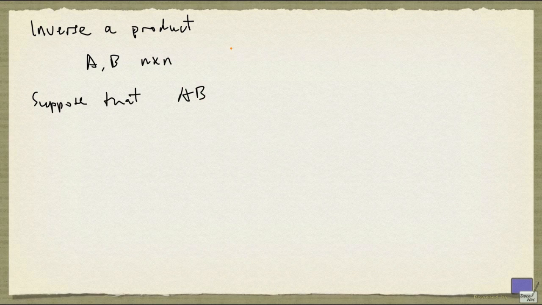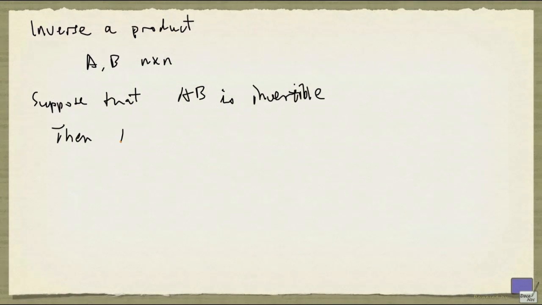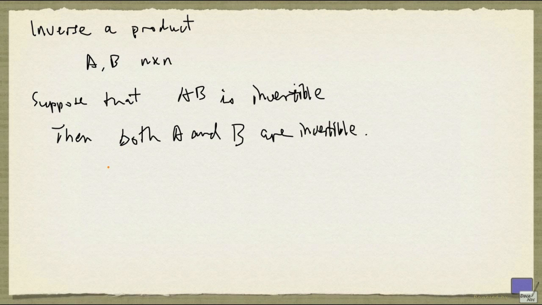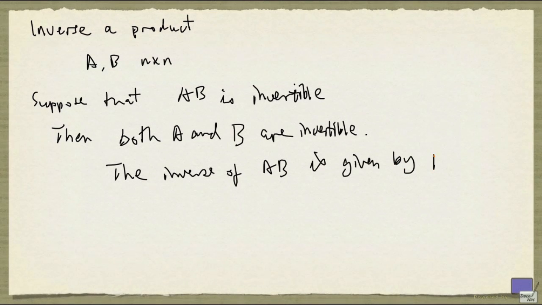Before we end, let's look at one property of the inverse. Take two n by n matrices A and B, and suppose that the product AB is invertible. Then what is true is both A and B are invertible as well. And the inverse of the product is given by the inverse of B times the inverse of A. So this is actually not a typo. The inverse of B does come before the inverse of A.